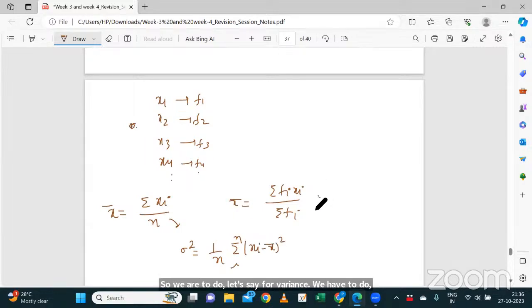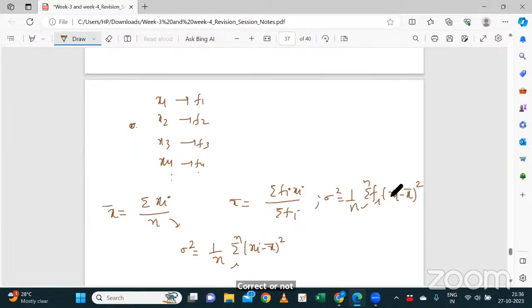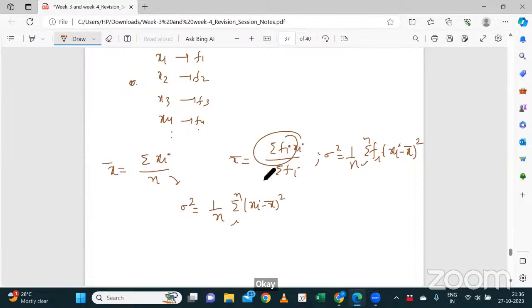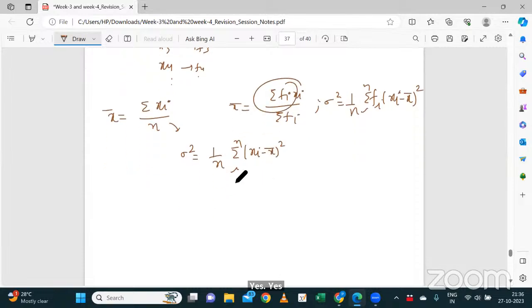If the frequency is given to me, then what do I have to do? I have to multiply it with the frequency, correct or not? Basically, why are we doing this summation fi xi? Anybody? Tell me. We are not adding it individually, that's why we are multiplying by the frequency.